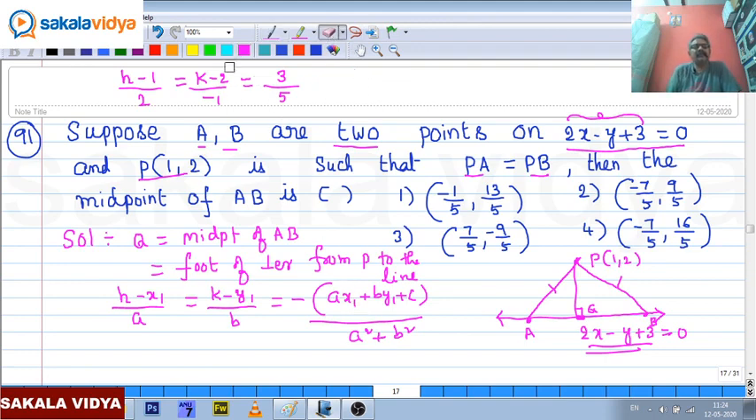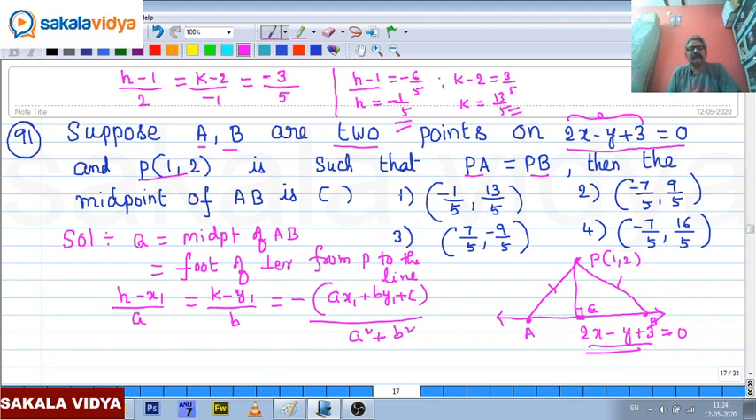I will check once again. This is 2 minus 2, cancel 3, and minus 3 we have. Okay, right. (h minus 1) by 2 equals minus 6 by 5, so h minus 1 equals minus 6 by 5. So h is equal to minus 6 by 5 plus 1, which is minus 1 by 5. Next, k minus 2 is equal to 3 by 5, so k equals 3 by 5 plus 2, which is 13 by 5.